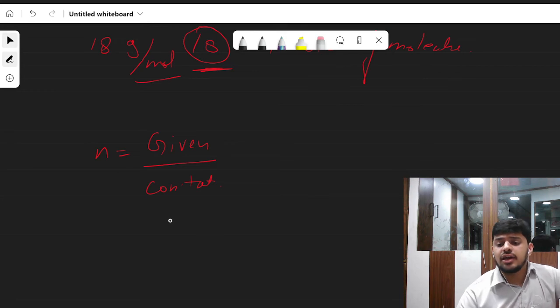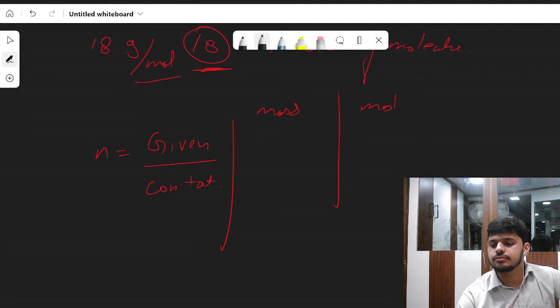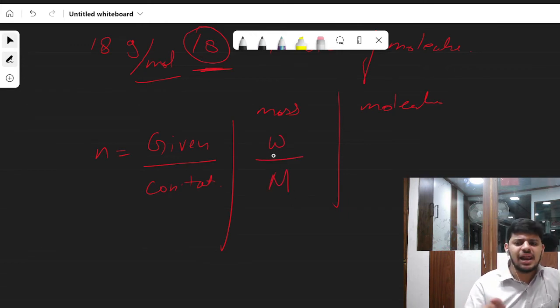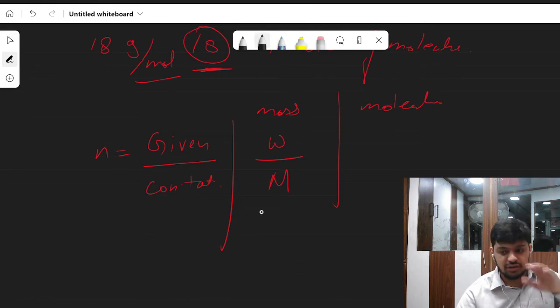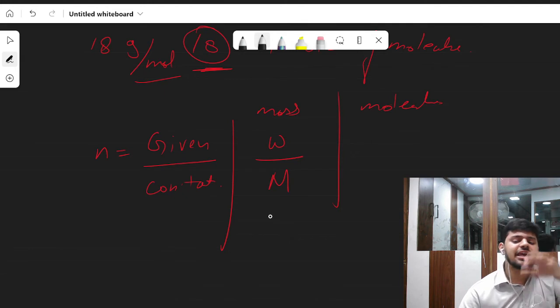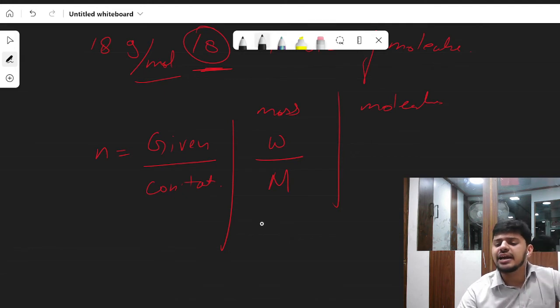Now see, if we talk about the mass, or we talk about the molecules. For n, the given mass is divided by molar mass. This is the given mass. For example, I gave you 9 gram of water, so W is 9. I talk about water. The molecular mass of water is how much? 18. So what will be the number of moles? I'm repeating the question. I gave you 9 gram of water.